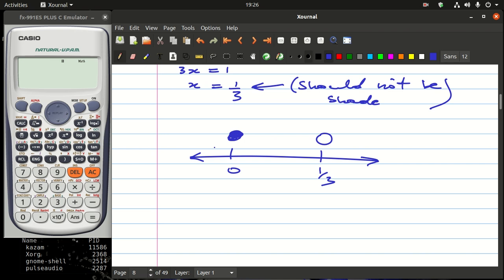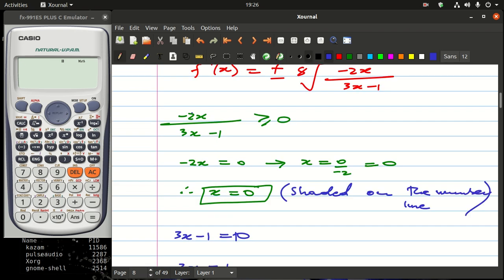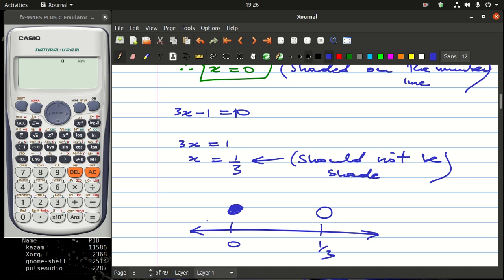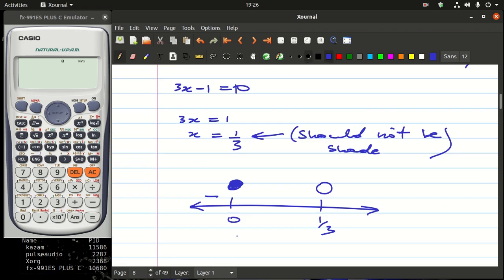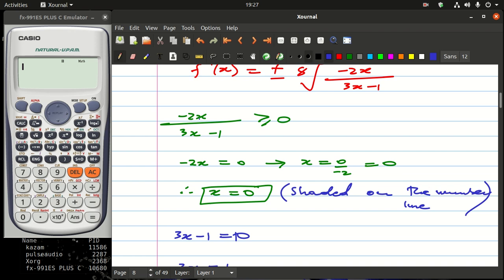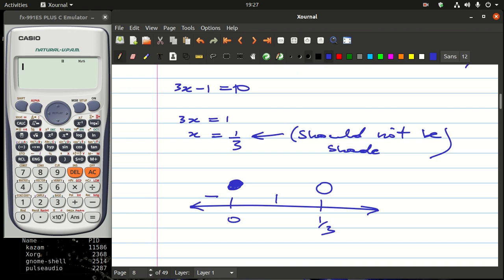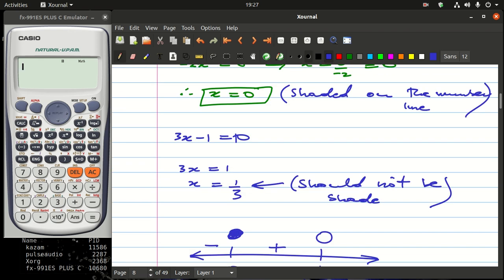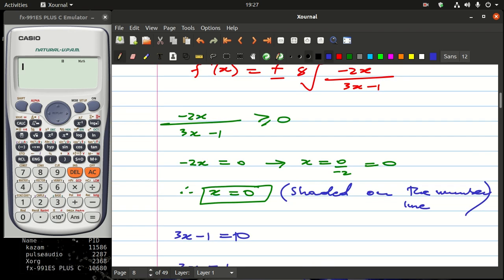If I pick a value here which is negative, and then I plug it here, I will get a positive in the numerator and a negative in the denominator. So positive divided by negative, we get a negative here. And then I pick a value in between 0 and 1 over 3. 1 over 4 is here. So if I'm plugging 1 over 4 here, I will get minus 1 over 2, which is a negative value. So here I will get a positive. If I pick a value here, which is 1, I plug it here, I will get a minus 2, which is negative.